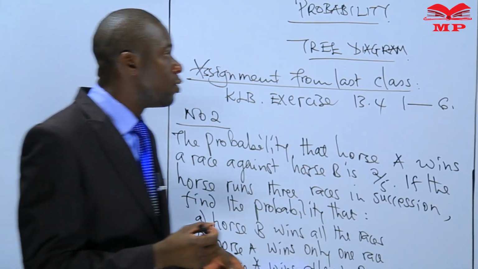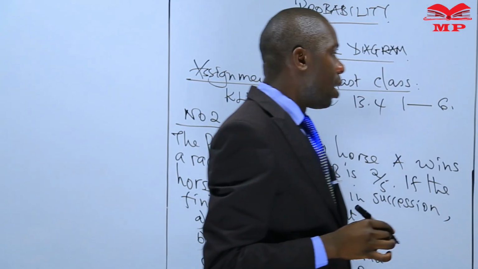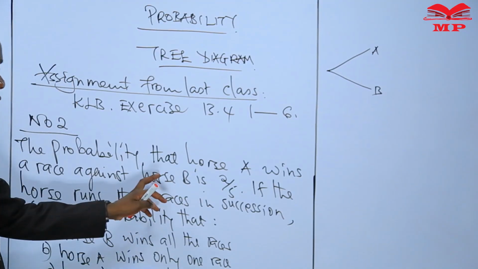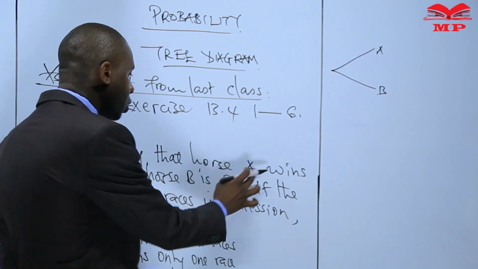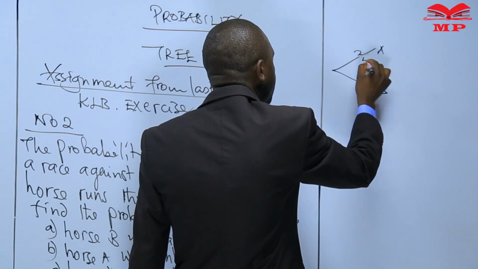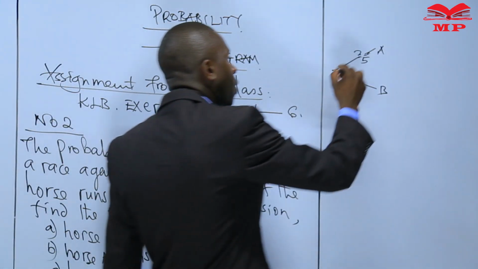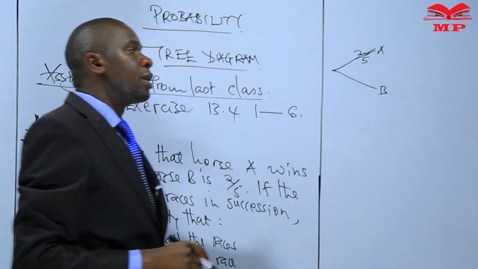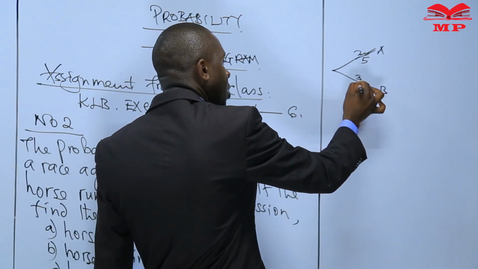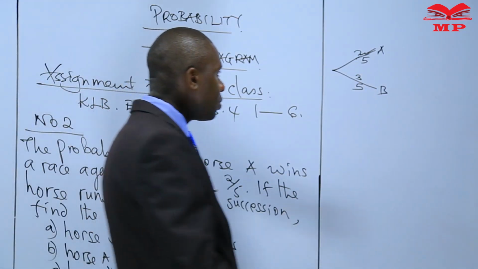Now, I want us to try and draw that tree diagram together. I want us to talk of horse A winning or horse B winning. The chance of horse A winning is 2/5. These are mutually exclusive events, so their sum should be 1. So we need 1 minus 2/5 to get the chance for horse B, and therefore we have 3/5, such that 2/5 plus 3/5 is 1. So that is the first race.